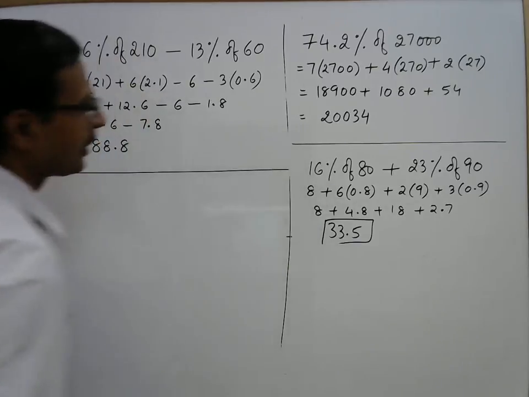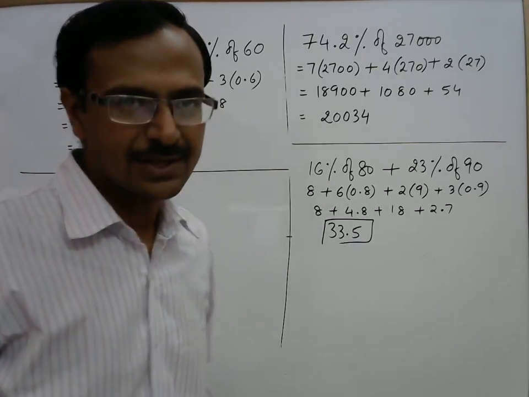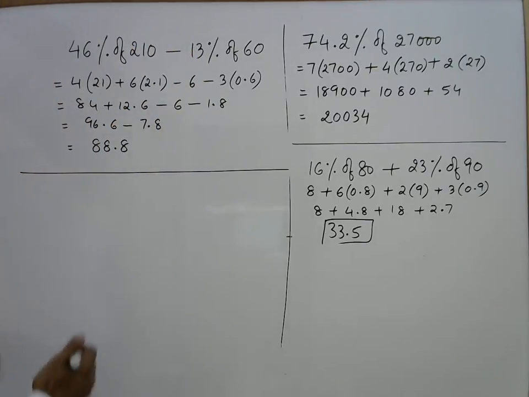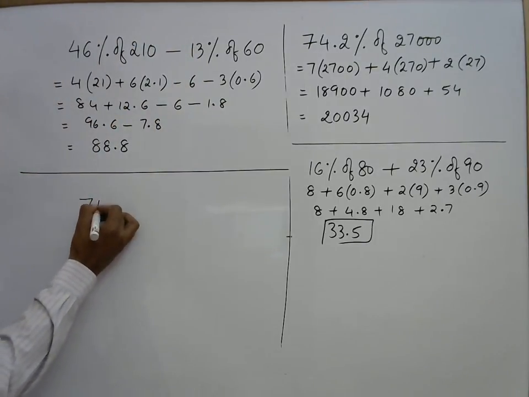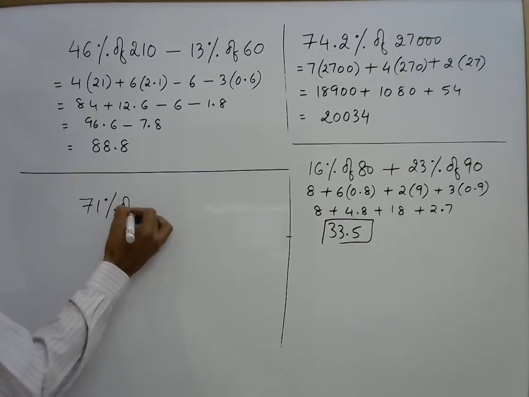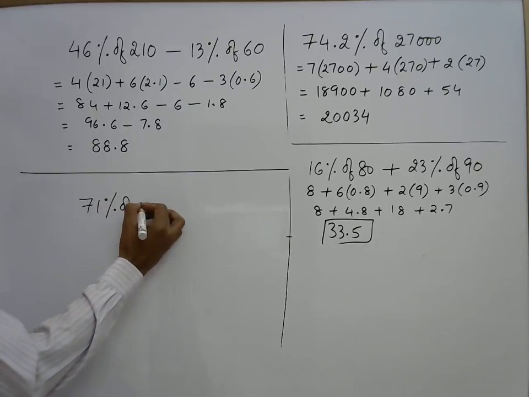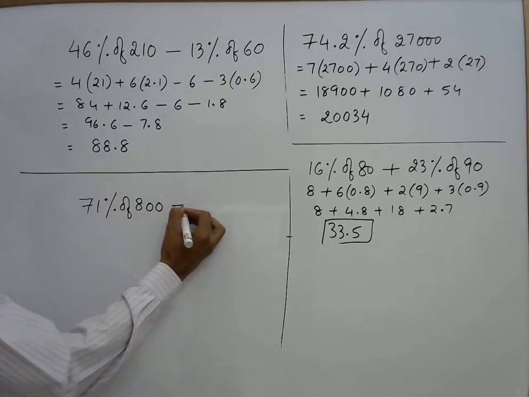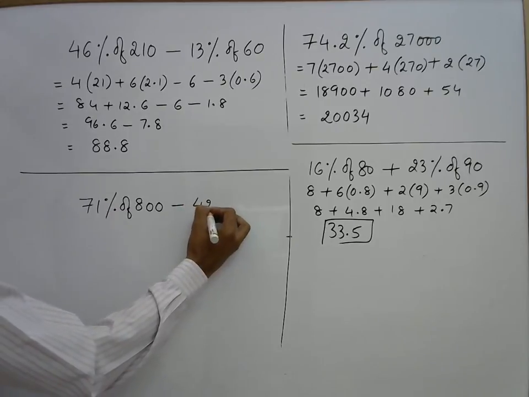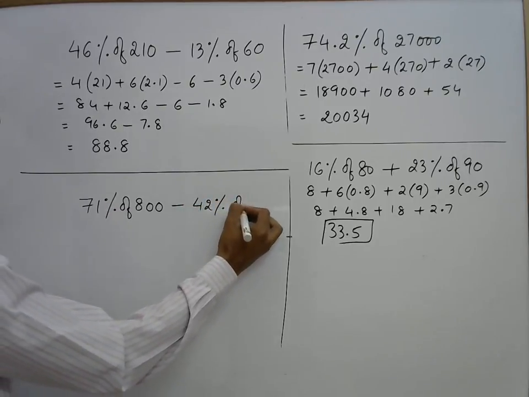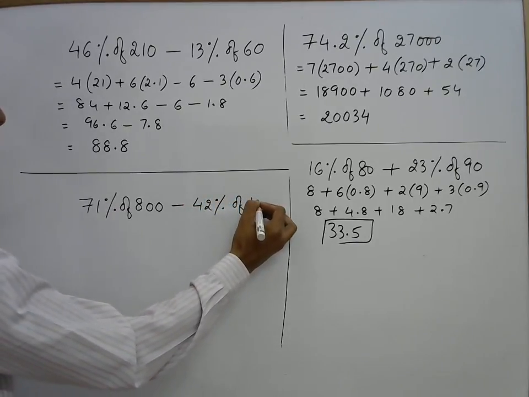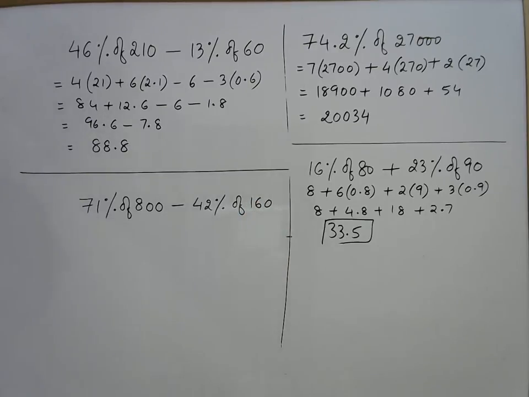Okay. Since we have got a lot of wrong answers there, let's have one more question of this kind. This is 71% of 800 minus 42% of 160. Difficult one now. 71% of 800 minus 42% of 160.